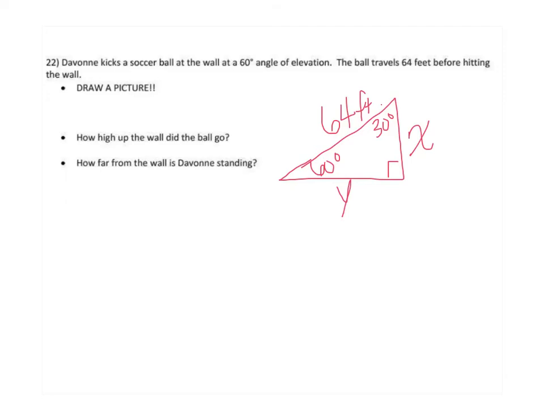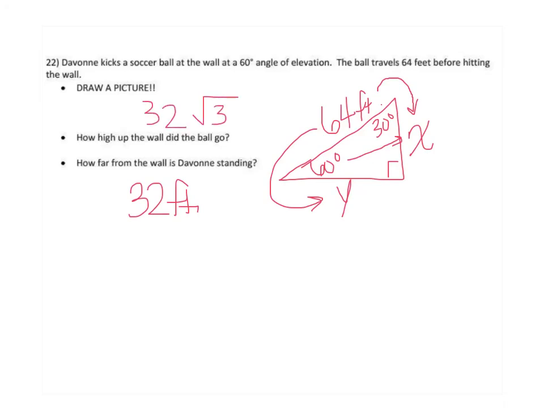So if this is 64, the hypotenuse, then in order to find my long leg, well, first let's find my short leg. Y is my short leg. So to find my short leg, I'm just going to divide by 2. So he would be standing 32 feet from the wall. And then take and multiply that by root 3 to get that the ball went 32 root 3 feet up the wall. Okay.